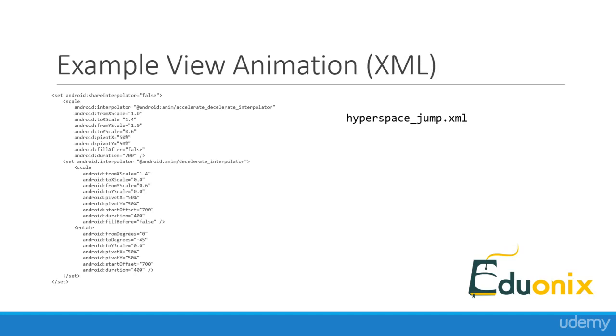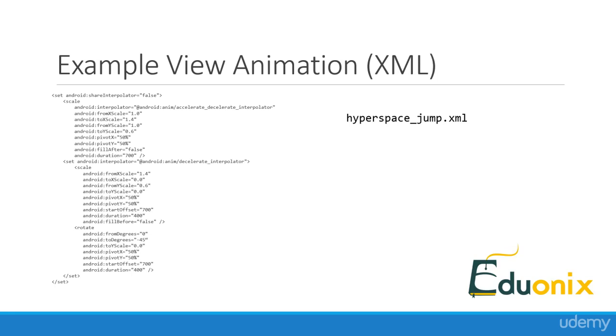It is used to stretch, then simultaneously spin and rotate a view object. The first scale animation will scale the x from 1 factor to 1.4 factor, and the y from 1 factor to 0.6 factor. And it will also pivot the x and y by 50%. The fillAfter parameter, when set to true, will apply the animation transformation after the animation is over.